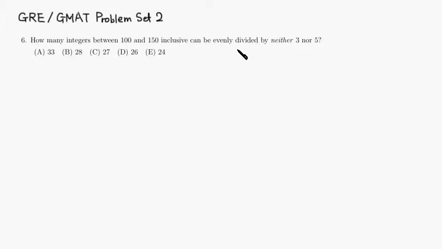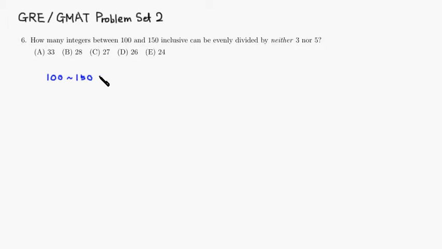So it's not divisible by 3 nor 5. We're looking for integers divisible by 3 or divisible by 5, so let's look at that first. First, how many integers do we have between 100 and 150?